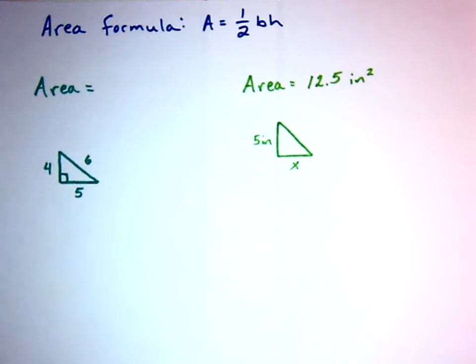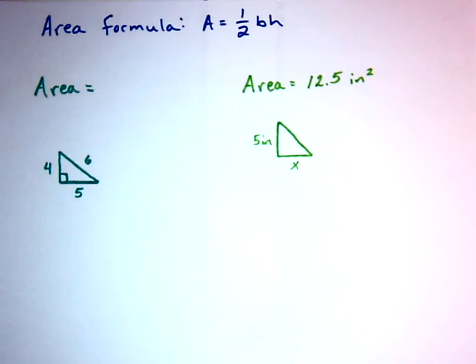Hello, for this lesson we are going to be talking about reverse engineering the area of a triangle. That's just a fancy way of saying we're going to work backwards using the area we're given to find the value of a missing side. But before we can reverse engineer anything, we need to first understand how to do the normal process.